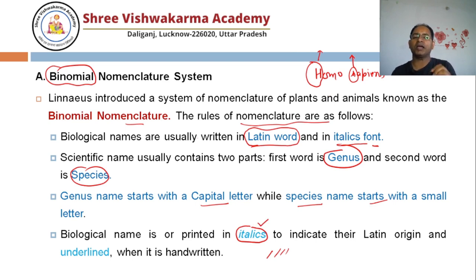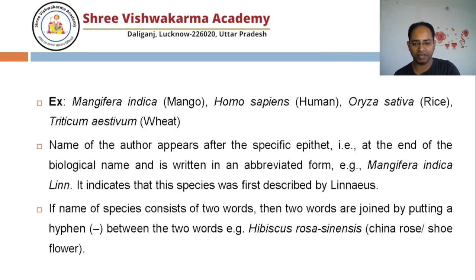the problem is that sometimes many people write straight words, some write tilted towards left or right, then it is going to be very difficult. That's why another rule is, once you are typing on a computer, there is no problem, you can make it italics. But while you are writing with pen and paper, whatever genus and species you write, you just underline it. So underlining is very important while you are writing. But while you are typing on a computer, there is no need of underlining. Just make it italics.